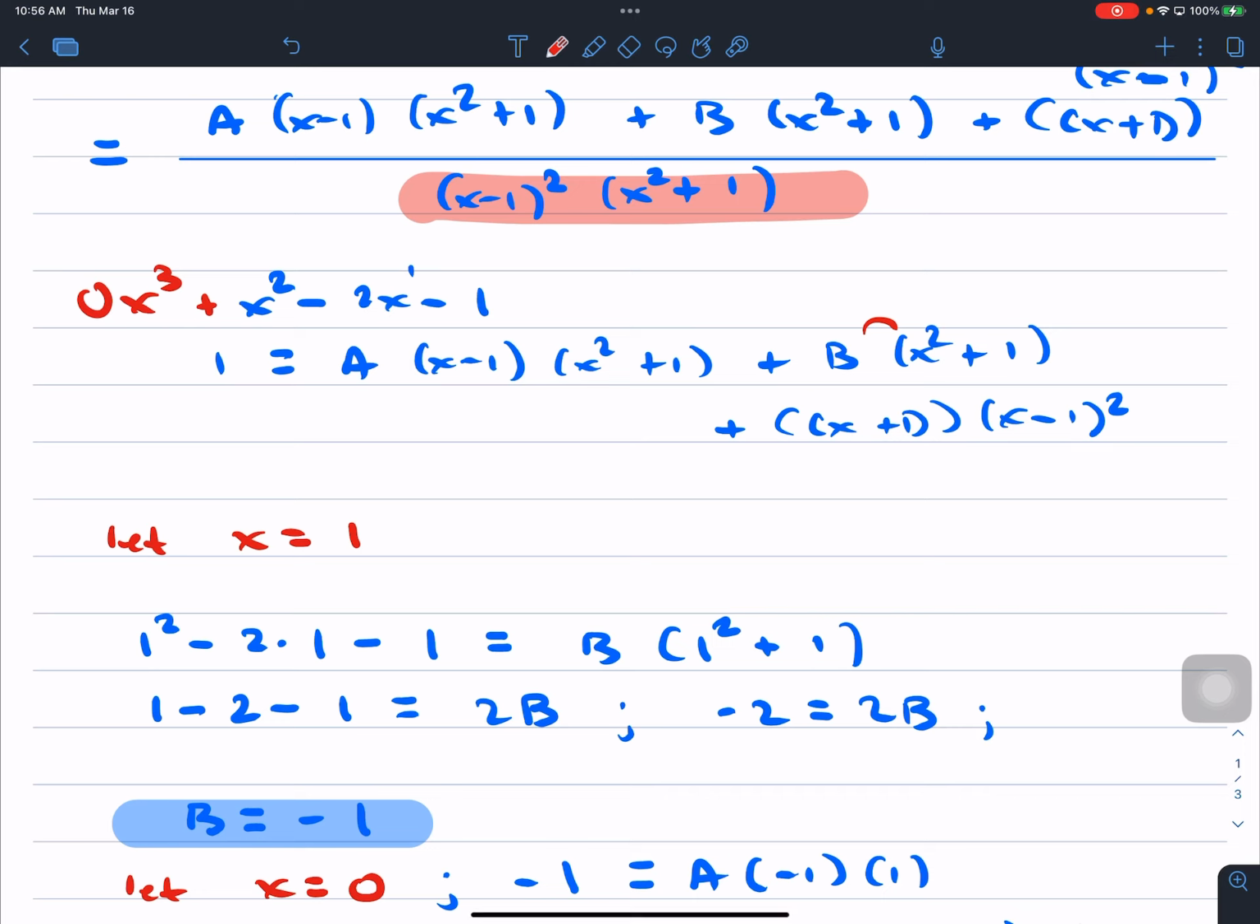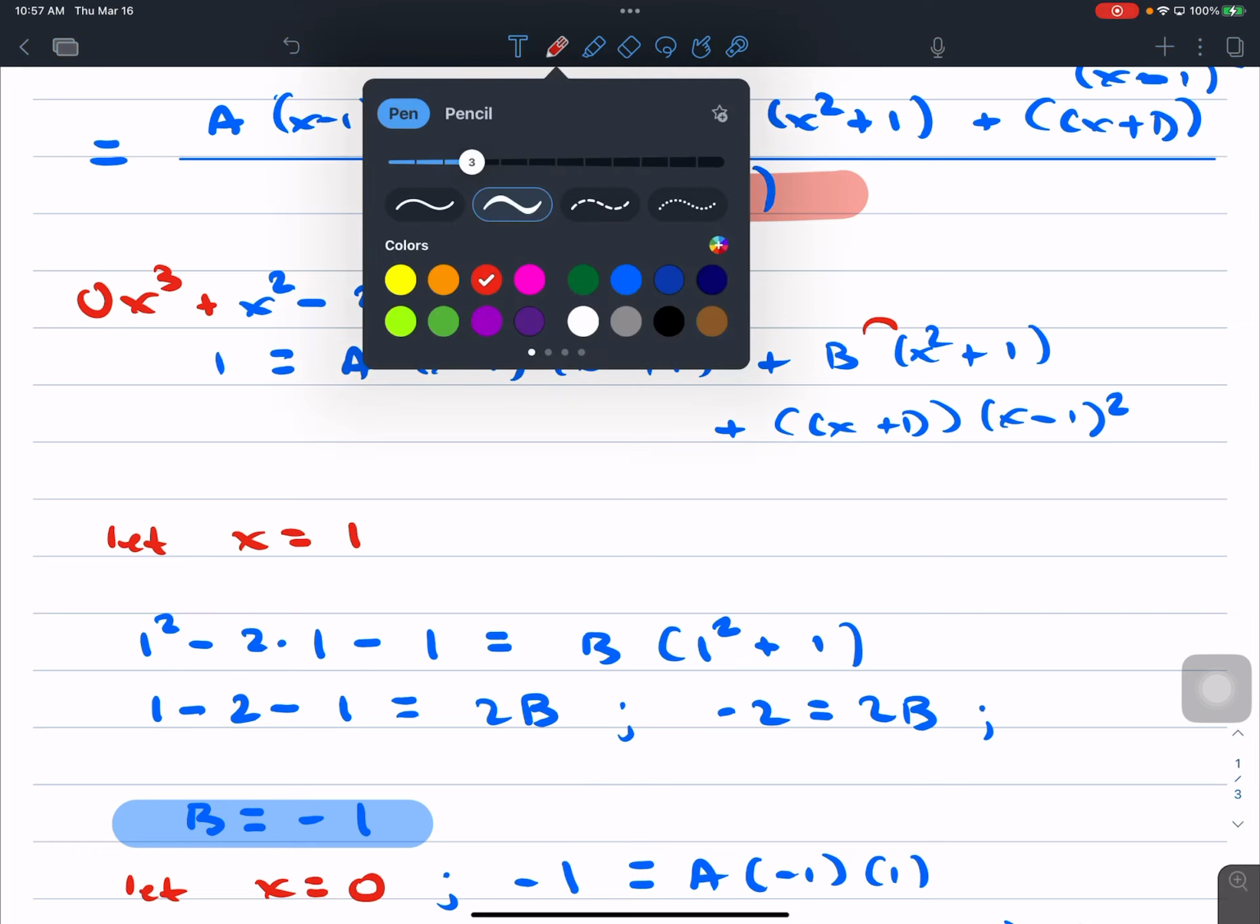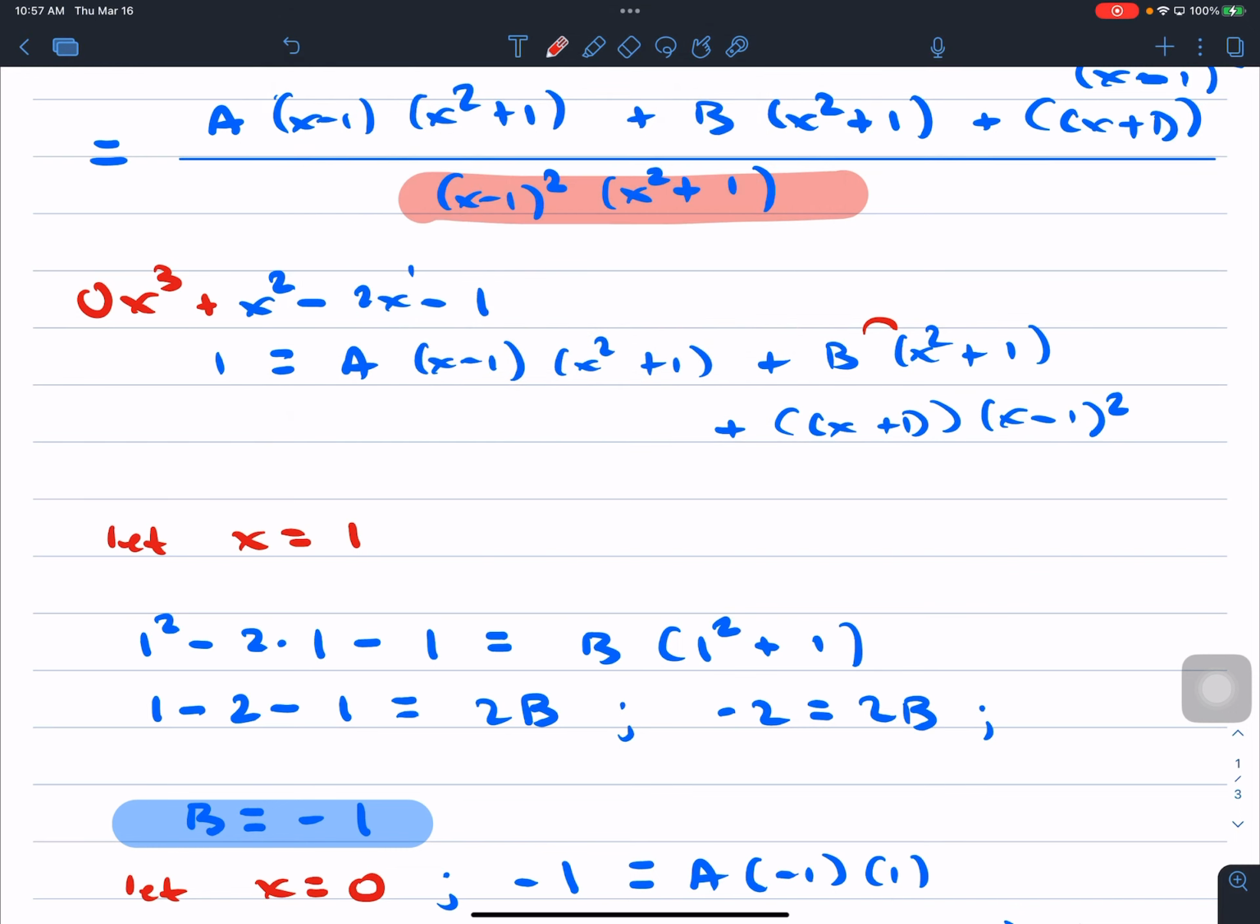You see this is 0x cubed? I think I can say this. Tell me if you guys agree with this statement. Is A plus C equal to 0? Just to make an observation. How do I know A plus C might be 0?